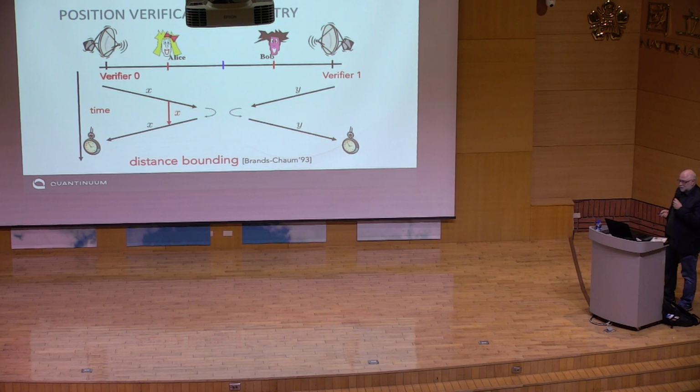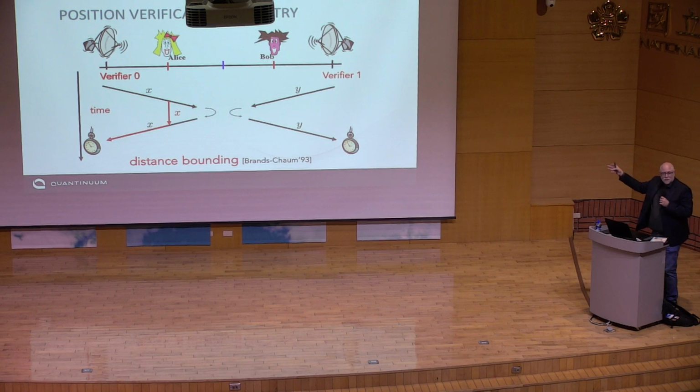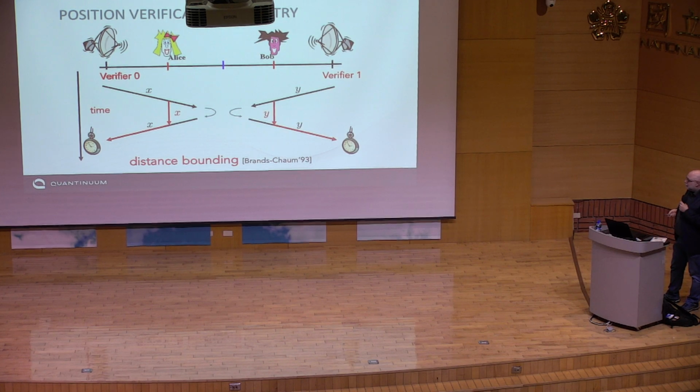Alice could intercept this message X, she's not at all at the blue location, and store it for a little while, and then send it back to the verifier 0. And so from verifier 0's point of view, the message could have come from the blue point. And likewise, Bob can intercept the Y, store it for a little while, and send it back.